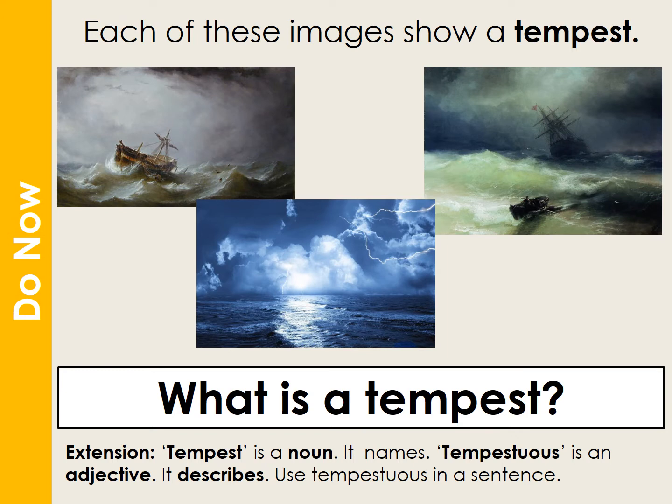Okay, so first of all, we need to go through some key vocabulary, and our play obviously is called The Tempest. So each of these images shows a tempest. Well, my question then is, what is a tempest? So there's 2 ideas here, 2 word classes we need to think about. We need to think about the noun, tempest. So what is a tempest? It's a thing, it's a noun. But also tempestuous, that's an adjective. So that describes something. So if someone is tempestuous, what might that mean?